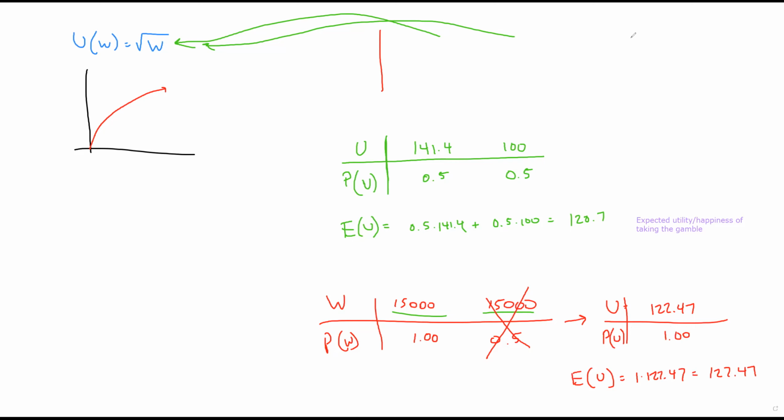What's better? In what situation are we happier? 120.7 or 122.47? Seems as though we are happier with the insurance than we are with the gamble.